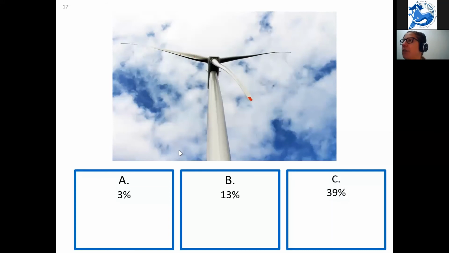And again, Hannah, if you just close the poll in a few seconds, please. So about half of you thought 13%, 16% of you, so 8 people thought 3%, and 16 people thought 39%. The correct answer here is 3%. So wind overall contributed 39% in 2018, according to the Scottish Energy Statistics database, but offshore wind only contributed just 3%. So the majority actually came from the onshore wind.